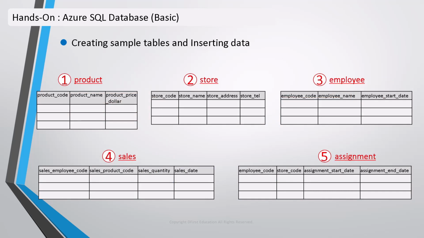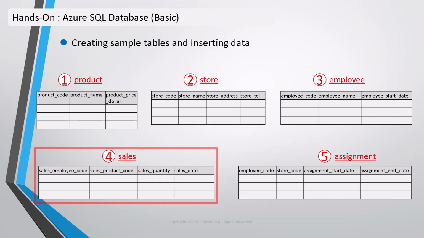This slide describes the layout of each table. Product table has 3 columns: product code, product name and product price dollars. Store table has 4 columns: store code, store name, store address and store telephone. Employee table has 3 columns: employee code, employee name and employee start date.